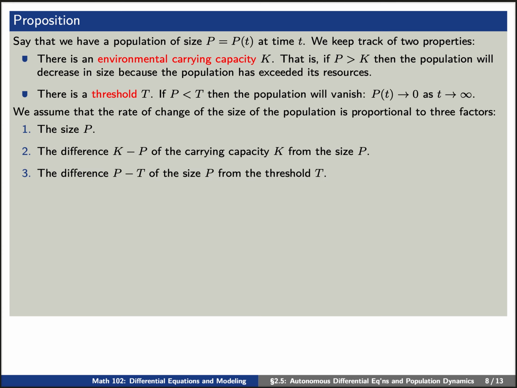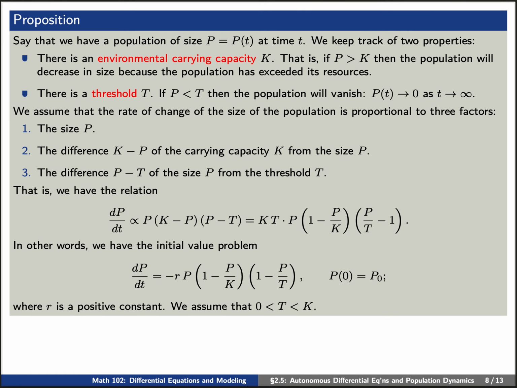We're going to assume that our rate of change of the size of the population is proportional to three factors. Number one, the size P. Number two, the difference between the carrying capacity K and the size P. And number three, the difference from the size P to the threshold T. Putting all of this together, we actually find an initial value problem. That is, dP/dt equals negative r times P times 1 minus P over K times 1 minus P over T, where of course P of 0 is our initial size, P naught. Remember here that K is the environmental carrying capacity.